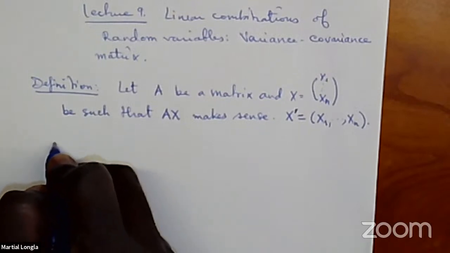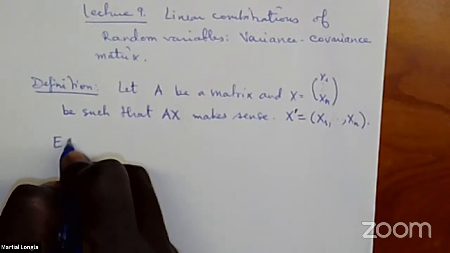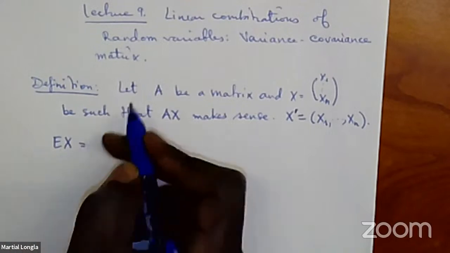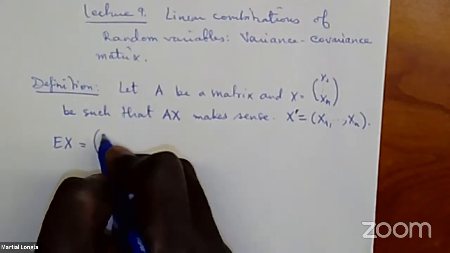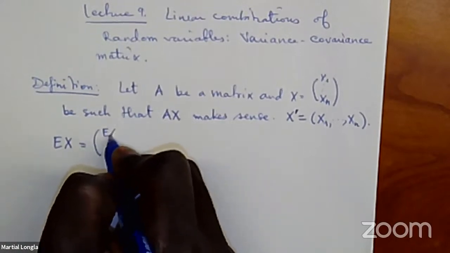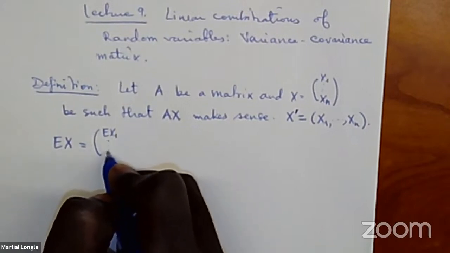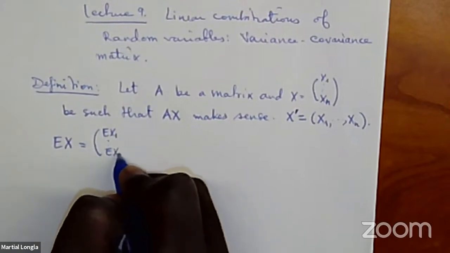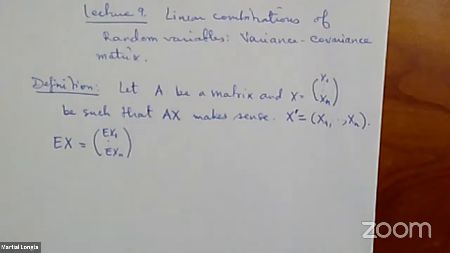So the expected value of the vector X is nothing but a vector that consists of the expected values of the components. So if you want to find the expected value of the vector, then you find the expected value of each of the components, and you form the vector that you get from there.